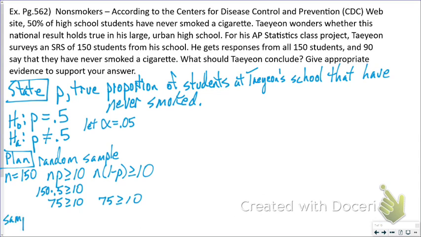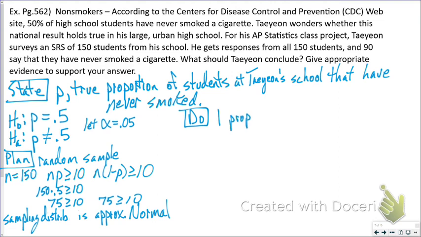Sampling distribution is approximately normal. We're talking about a school. We're hoping that there's around 2,000 students at this school, because remember, there is that 10% rule you're not allowed to break. But they don't give us the population, so I'm just going to assume that it checks out with the 10% rule. On the do step, we're going to do a one prop z-test.